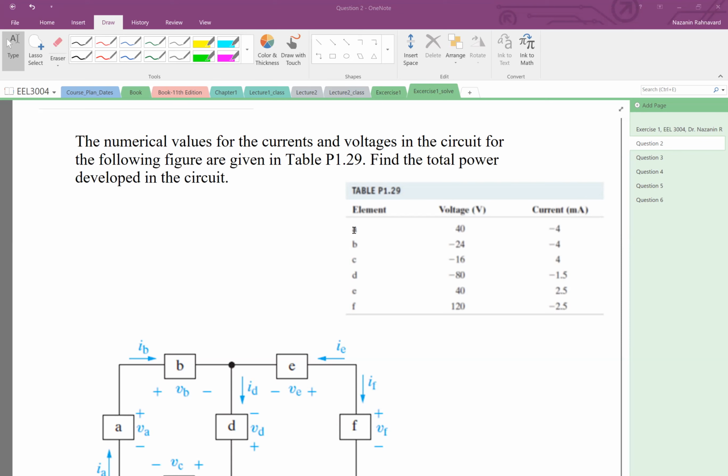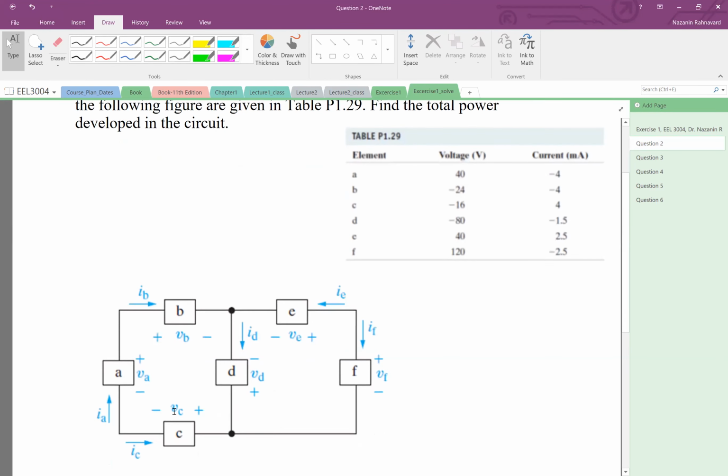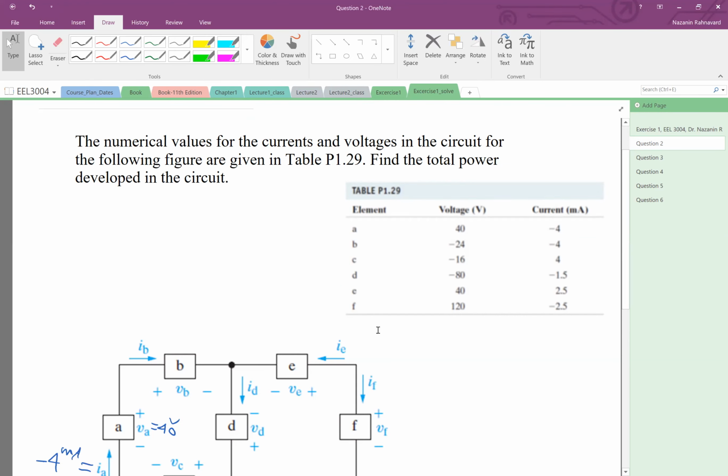For example, element A, when it says voltage 40, it means that based on this direction, this polarity plus and minus, that's 40 volts. And IA says negative 4 milliamps, so minus 4 milliamps. Okay, very good. And for all the elements, we have the values. Find the total power developed in the circuit.